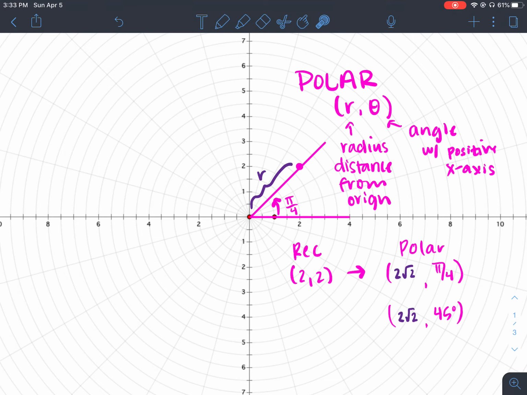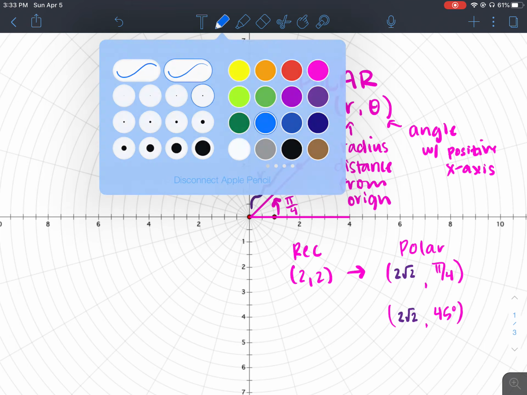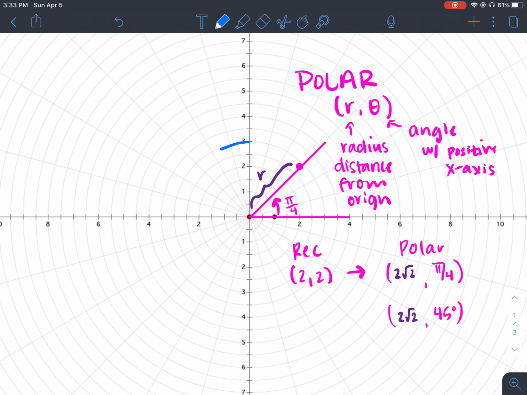Polar is really nice for certain functions. The equations in polar for certain functions are a lot nicer. So if I wanted to talk about a circle whose radius is 3, and we could even center it at the origin to make things nicer for us.